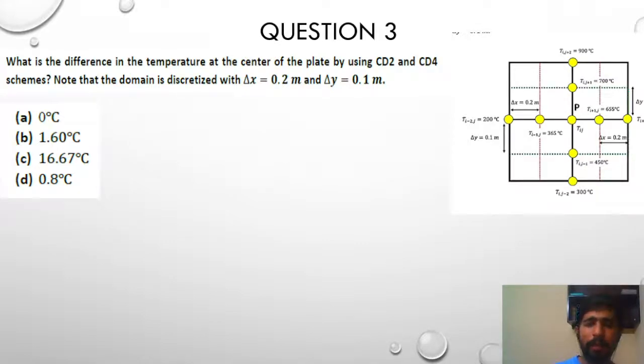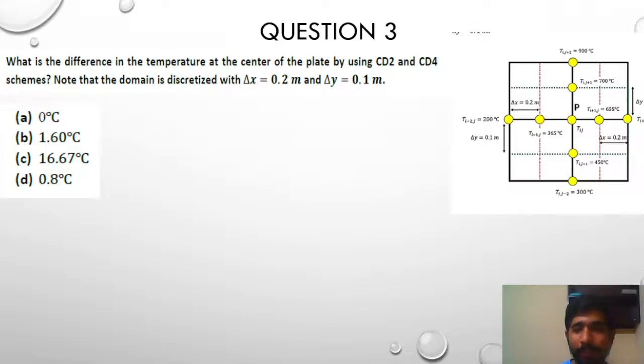This is also a very similar question. The values are just different here. What should be the difference in the temperature at the center of the plate by using both central difference second and central difference four schemes? Now I would not ask you guys to solve for both. I don't want the final answer also here because my final answers are only not matching with the options. Let me be very truthful.